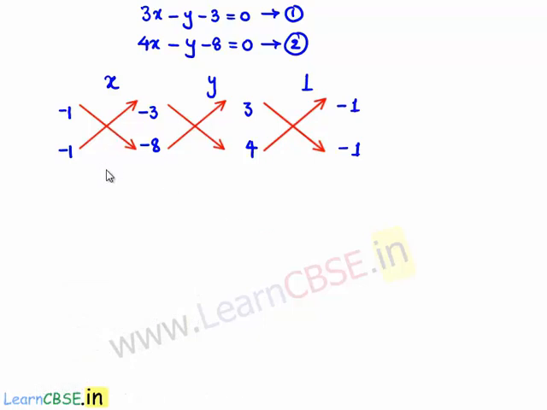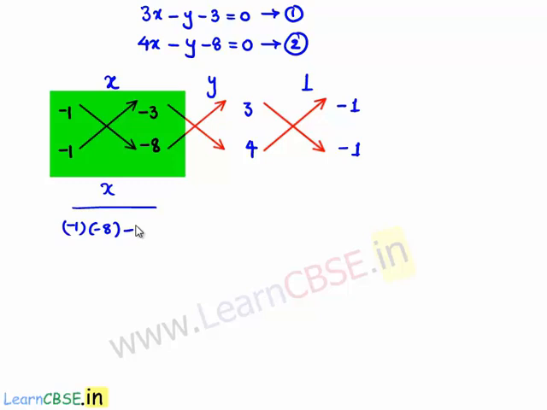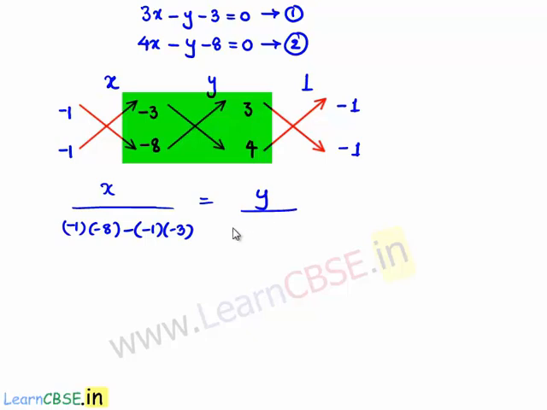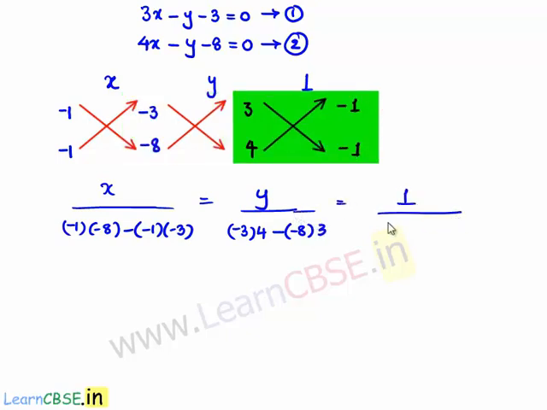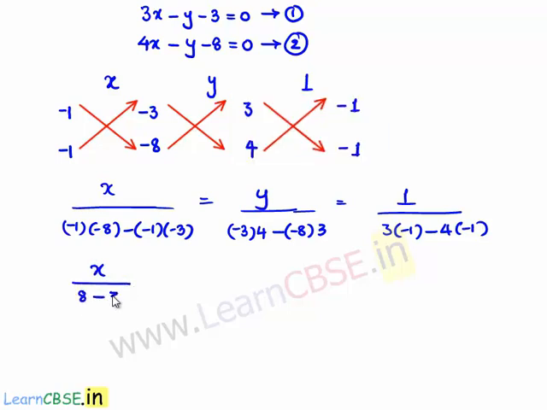Now by the method of cross multiplication, we can write x divided by minus 1 times minus 8 minus 1 times minus 3, is equal to y divided by minus 3 times 4 minus 8 times 3, is equal to 1 divided by 3 times minus 1 minus 4 times minus 1. So this can be written as x divided by 8 minus 3 is equal to y divided by minus 12 plus 24 is equal to 1 divided by minus 3 plus 4.